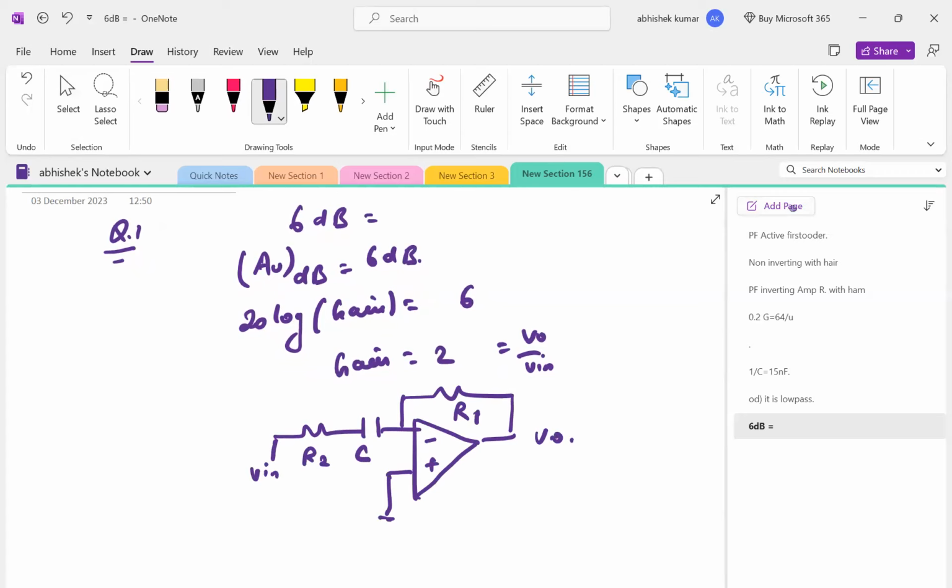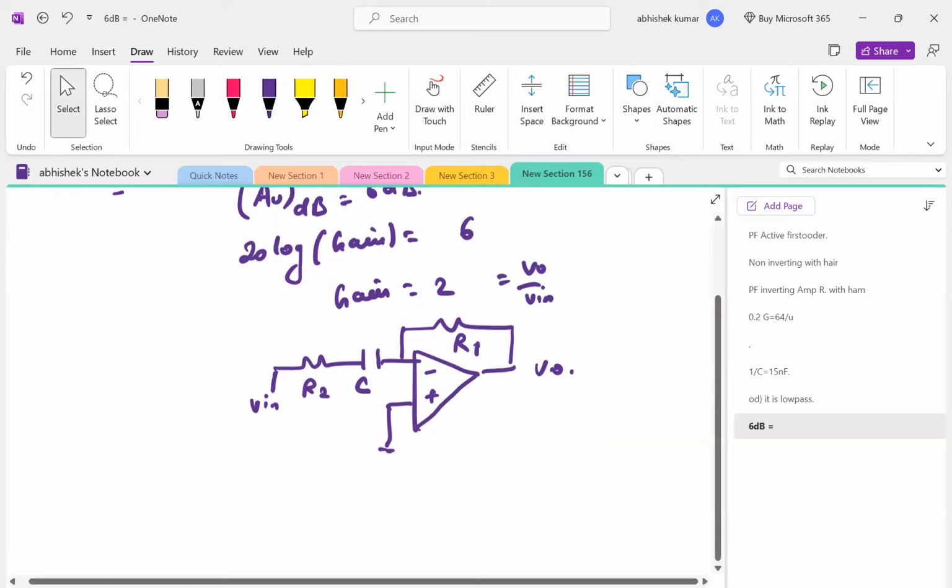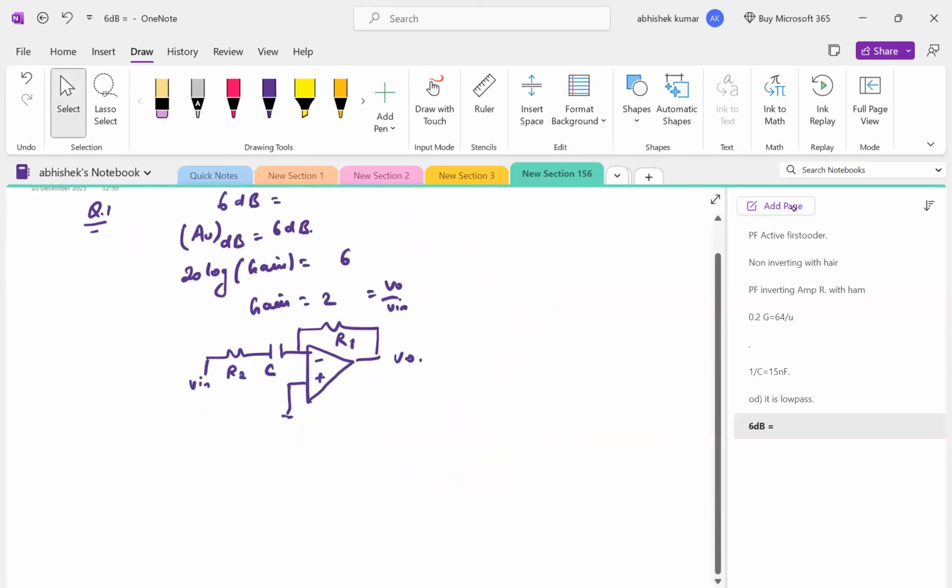So if you don't want the gain, R1 will not be there. It will be a unity gain. Then R1 will be just like a voltage follower circuit, right? It will be feedback, but R1 will be 0. Resistance value will be 0. That can be represented using short circuit. Okay, any doubt? No doubt.